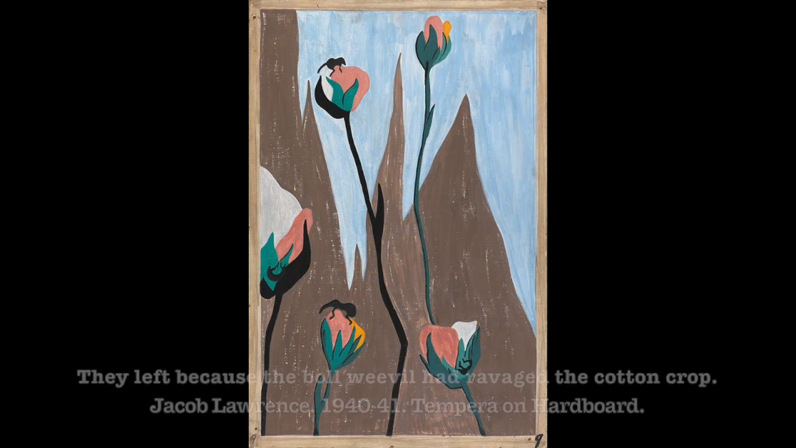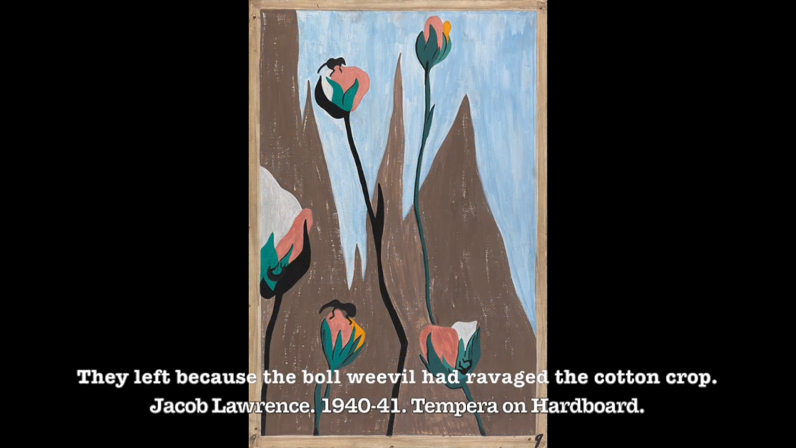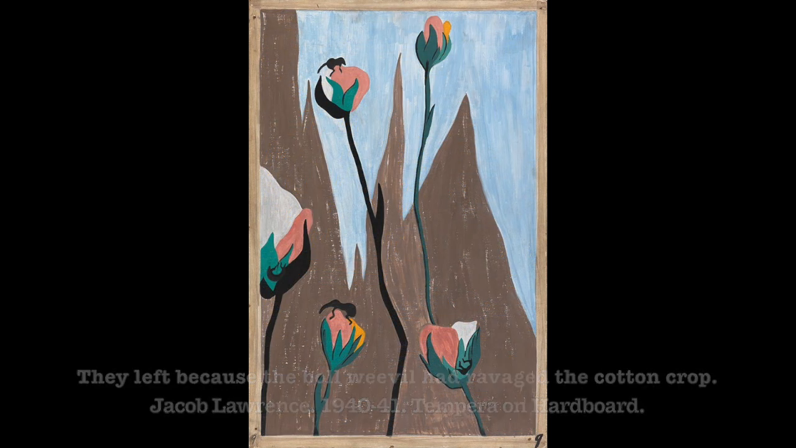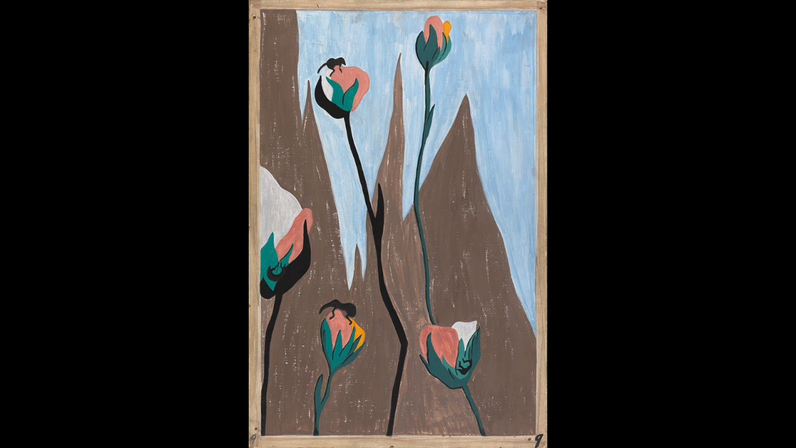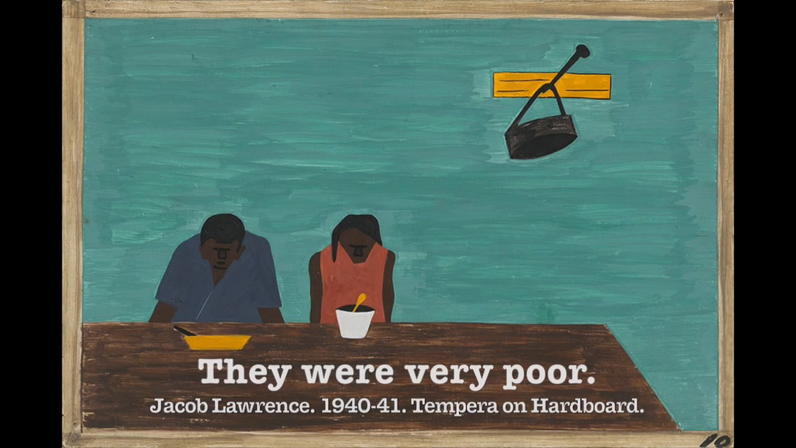They left because the boll weevil had ravaged the cotton crop. With cotton being a major cash crop in the South, hundreds of thousands of workers were put out of work because of this infestation, and so for many, traveling north was their best option. They were very poor.